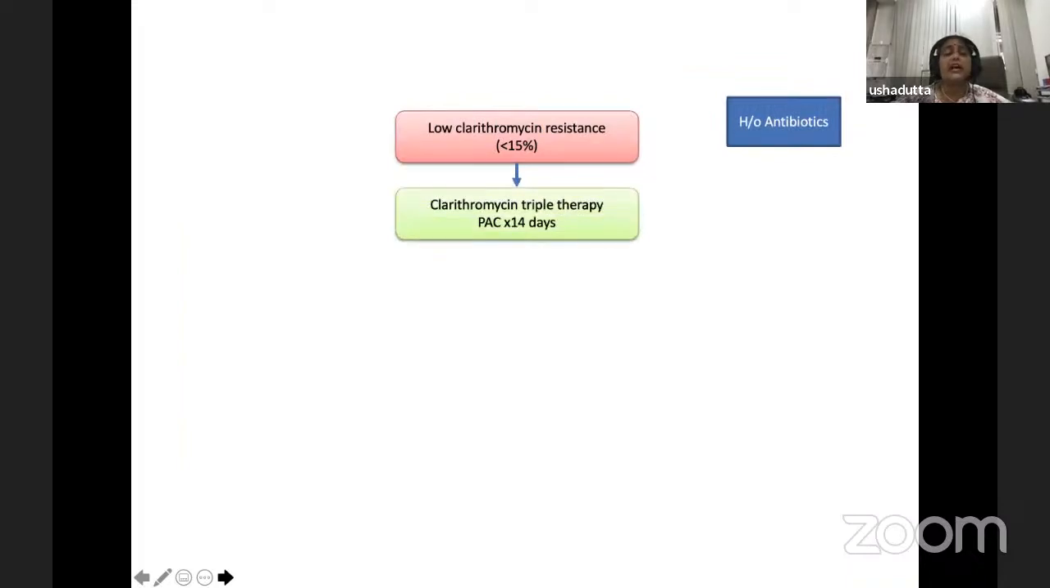So what is the algorithm we follow? If we have low clarithromycin resistance, we give three drugs for 14 days, and that is clarithromycin-based triple therapy, that is PPI, amoxicillin, and clarithromycin. Clarithromycin is 500 BD, PPI is 40 BD, and amoxicillin is 1 gram BD, for a total duration of 14 days.